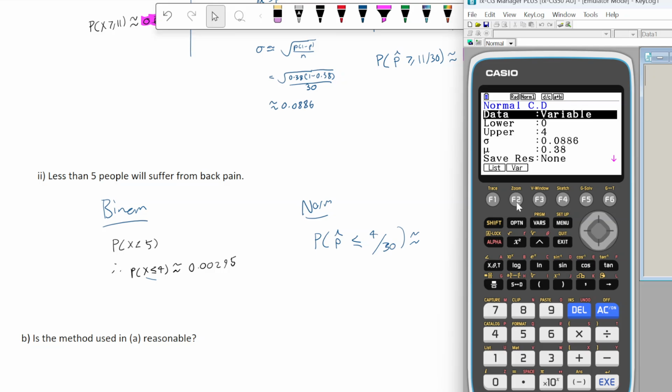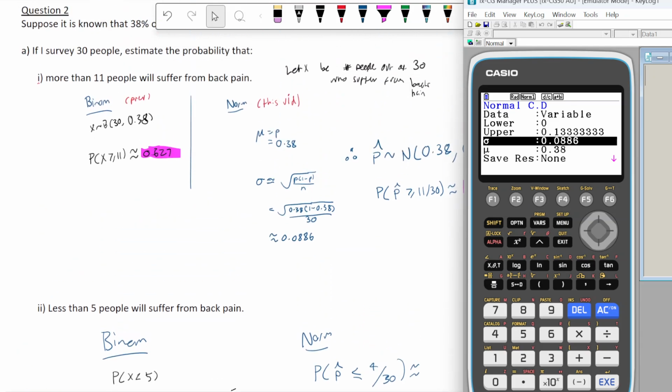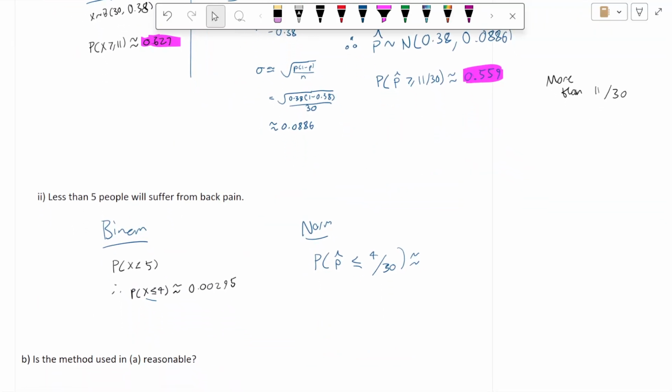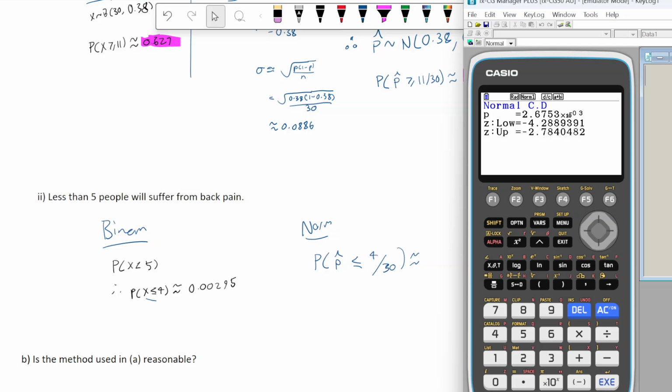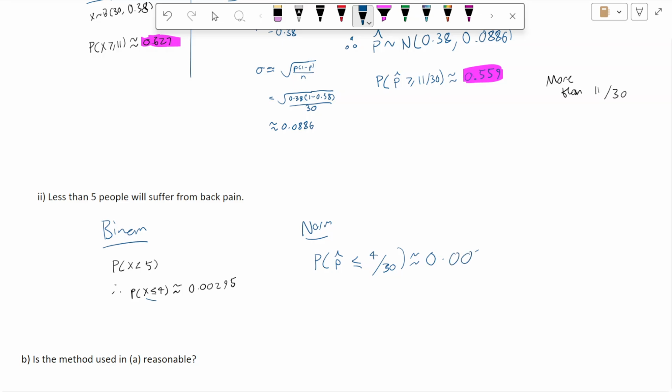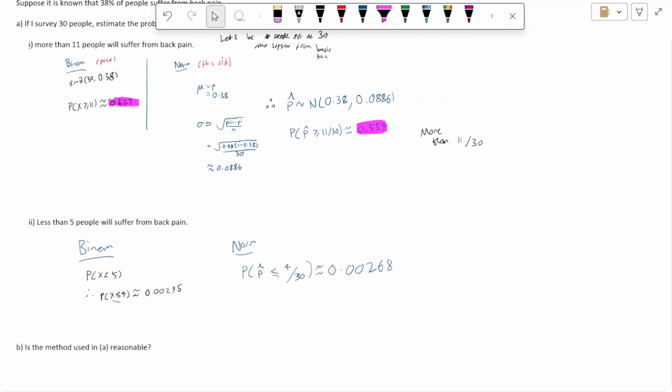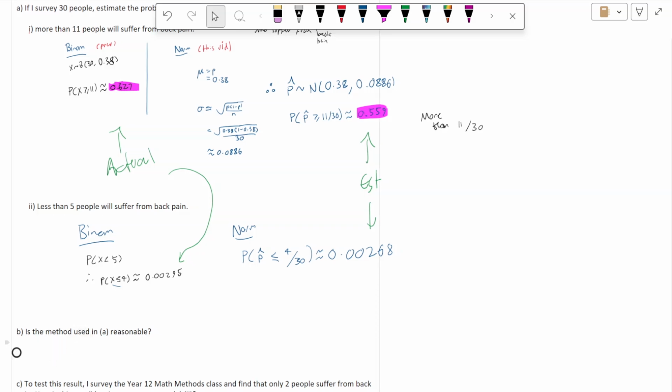So normal, lower, upper would be 4 out of 30. And then the standard deviation here and mean, I think they're the same as what they were before, so that's fine. And we get a really small number, 0.00268. So it's basically the same. So pretty much what I want you to think of is that these are the actual answers, and these are our estimates using normal distributions. Was our method reasonable? I'm going to say yes.